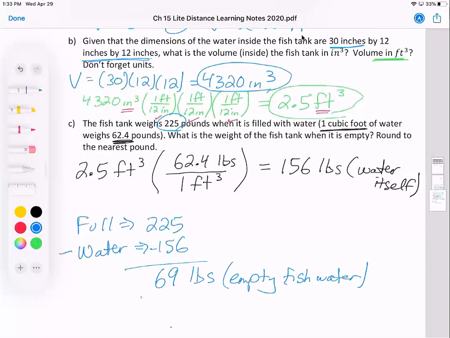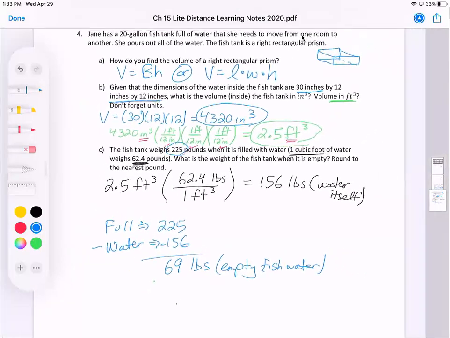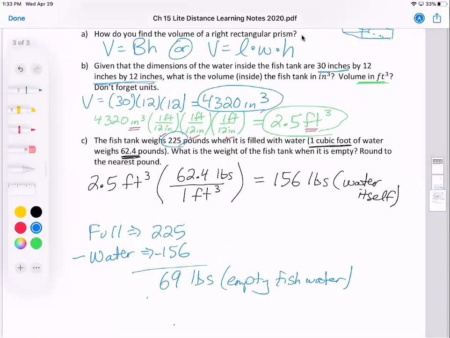So that was an example of doing some unit conversion, as well as using those formulas for volume of different shapes.